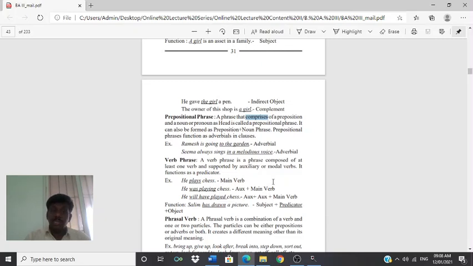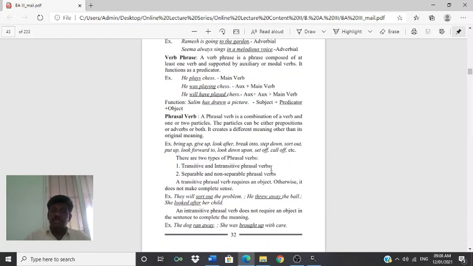We learned about the verb phrase, where if the head word of a phrase is a verb, it is called a verb phrase. The structure of this verb phrase is auxiliary plus main verb, and it always works as a predicator in the sentence. We discussed it with an example: Salim has drawn a picture. Salim is the subject, a picture is the object, and has drawn is the predicator. So this is what we learned.